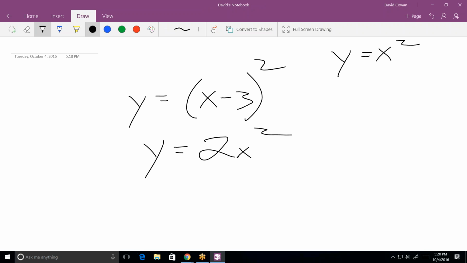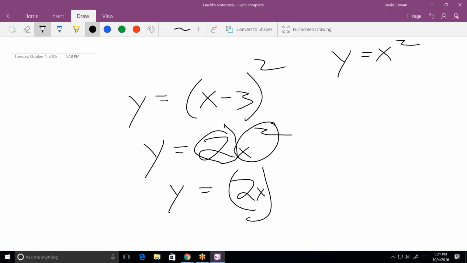Vertical stretch. Vertical stretch, by a factor of 2. Always remember that your verticals are always outside the function. That's outside the x squared. Your horizontals are always inside the function. So if I did this, that's inside the function, right? That's a horizontal what?